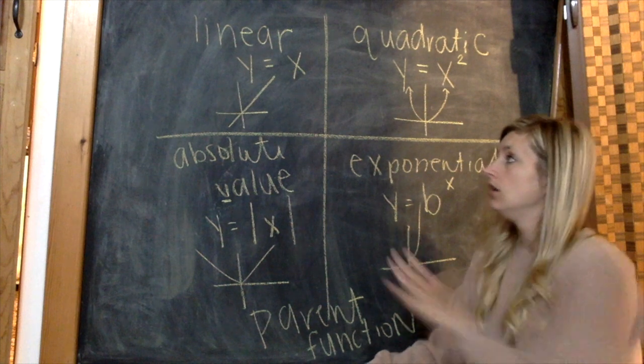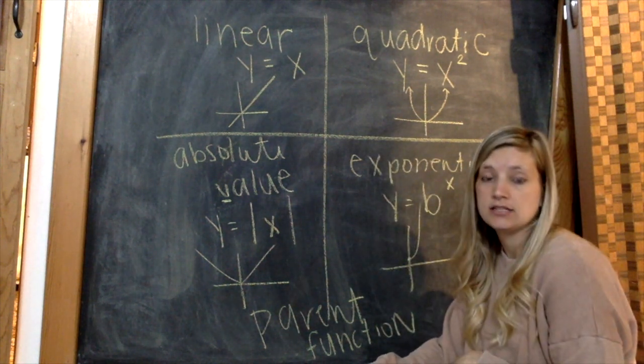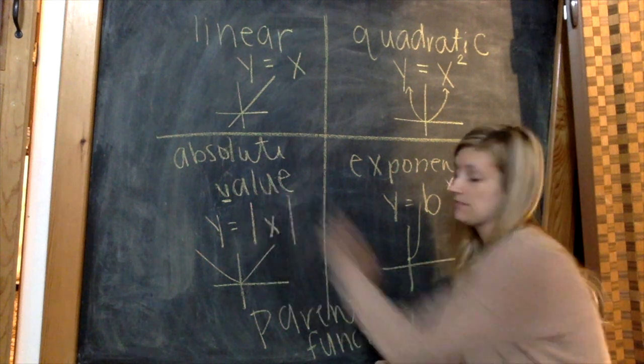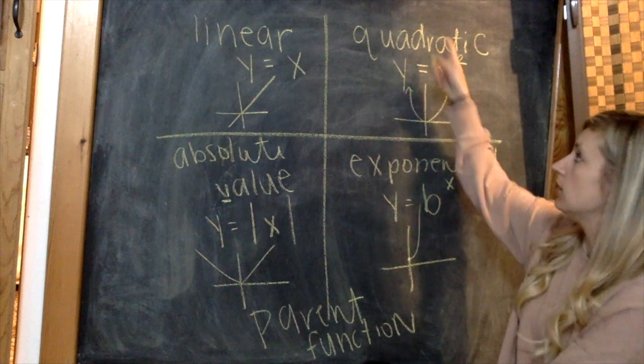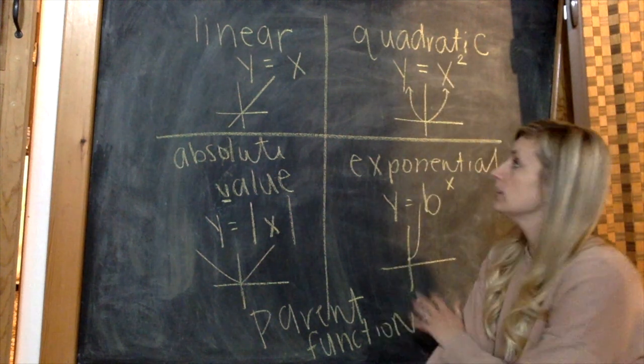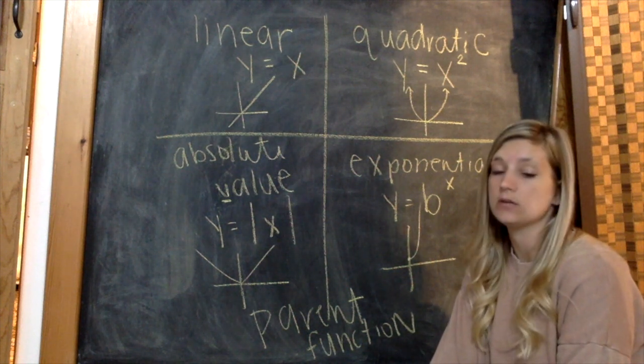So that's it. Can you identify these? Can you sort them? Can you say, oh, this is absolute value. This graph, parabola, oh, quadratic. That's the goal of this lesson. So hopefully this helps. Again, I hope that you took notes over this, because that would definitely help.